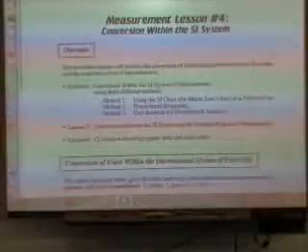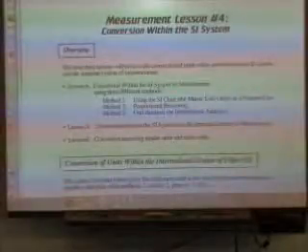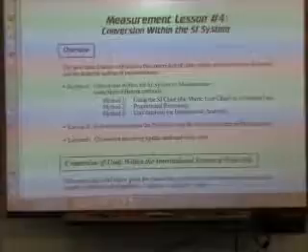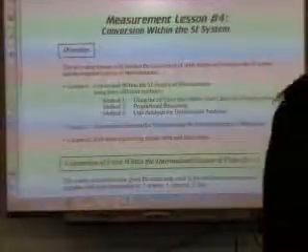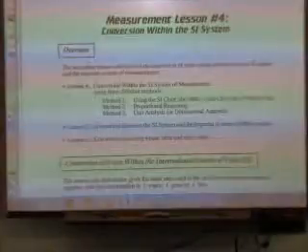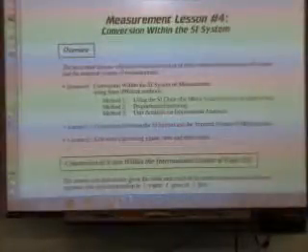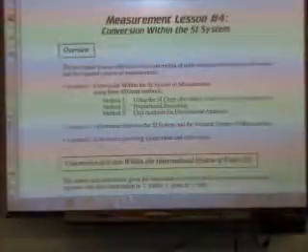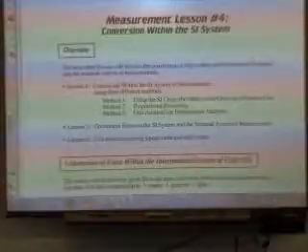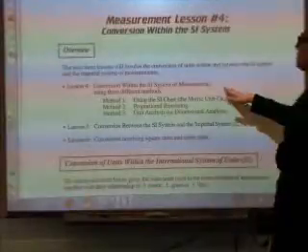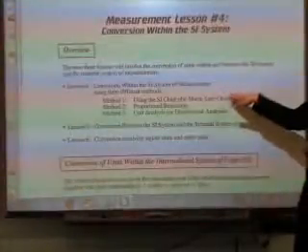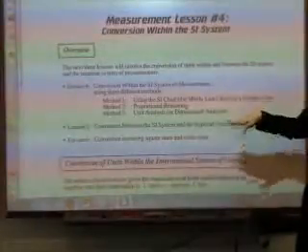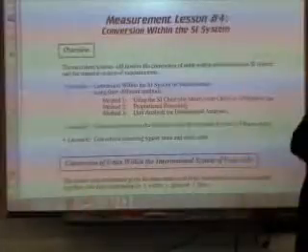So lesson number 4 looks at conversion within the SI system. The SI system is the metric system. We've gone through this already, so I will be going through this lesson faster because we did do this last semester. The next 3 lessons look at conversions. Lesson 4 is within the SI system. Lesson 5 is between the SI and the imperial system.